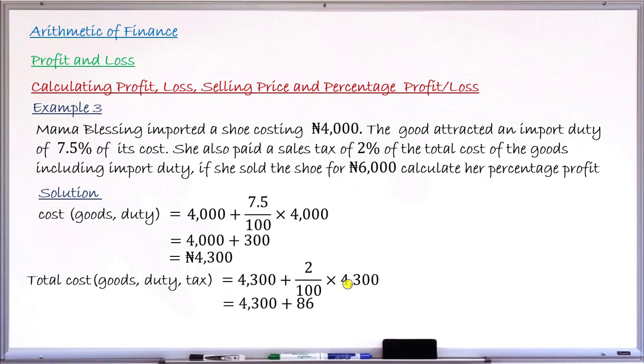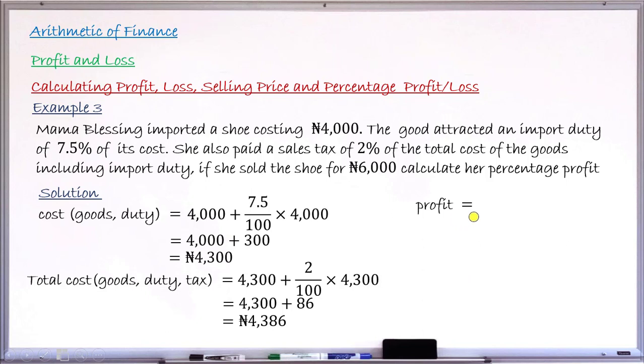So simplifying this correctly gives 86 naira. That is, 2% of 4,300 is 86 naira. When you add 86 naira to this, it gives you 4,386. So this is now the total cost. So we continue. We'll now go and find the profit.